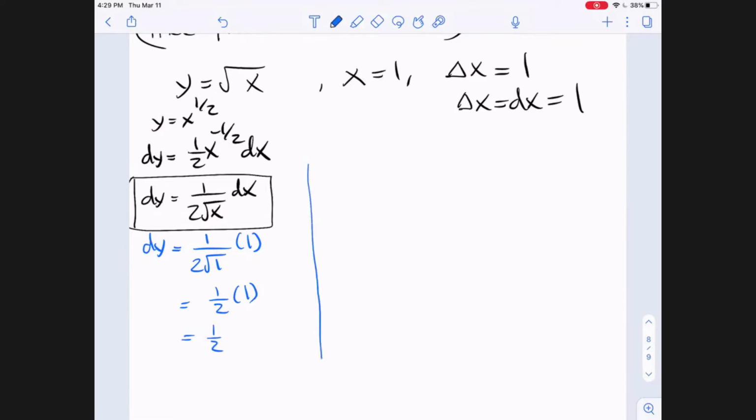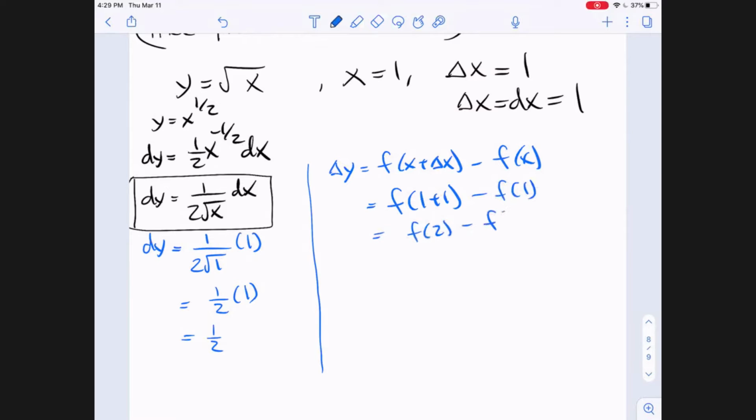Now, delta y, if you remember the formula that I gave you, is f of x plus delta x minus f of x. Remember, I gave you 3 formulas at the beginning, and I highlighted them, and I said, go with these. So in this case, it would be f of 1 plus 1 minus f of 1. So that's f of 2 minus f of 1, which is square root of 2 minus the square root of 1, which would give you approximately 0.4.